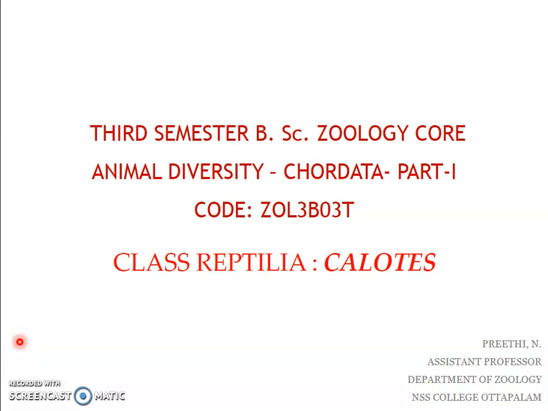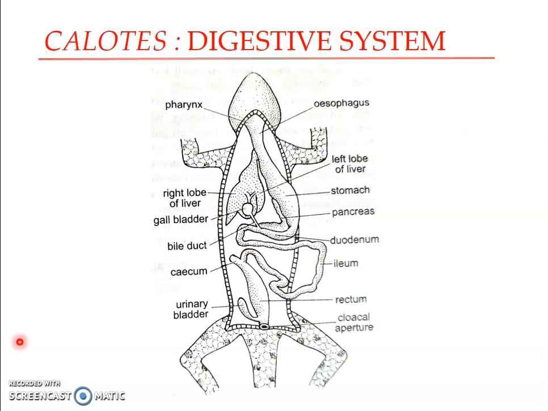Okay, so welcome to the session on the type species Calotes versicolor, and in this presentation we will be looking in detail at the Calotes digestive system. The Calotes digestive system is formed of the alimentary canal and digestive glands, and here you have the alimentary canal. The alimentary canal is a convoluted tube beginning from the mouth and ending in the cloacal aperture, the cloaca. It includes the mouth, buccal cavity, pharynx, esophagus, stomach, small intestine, large intestine, and ends in the cloaca.